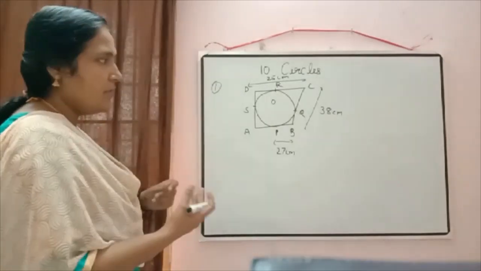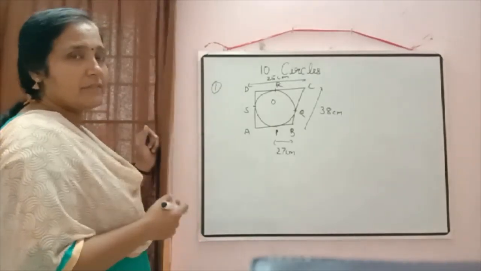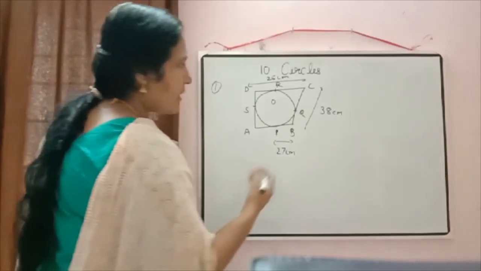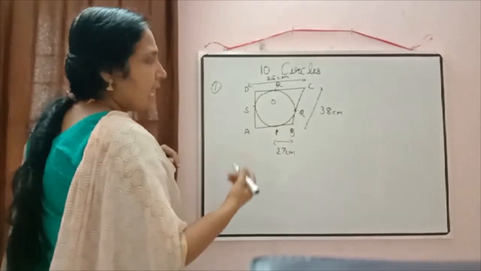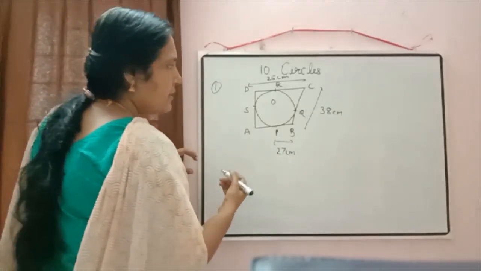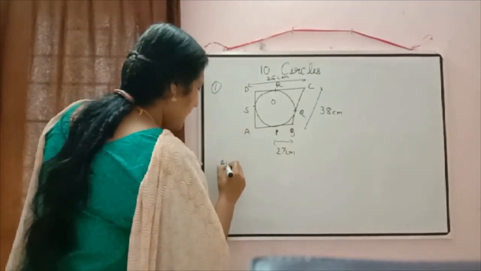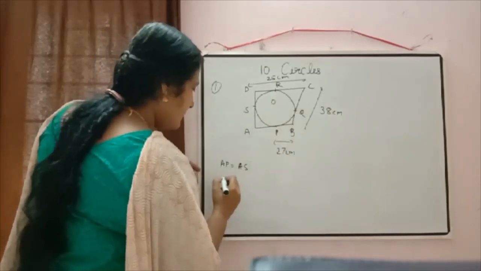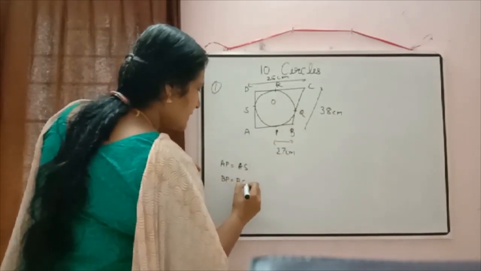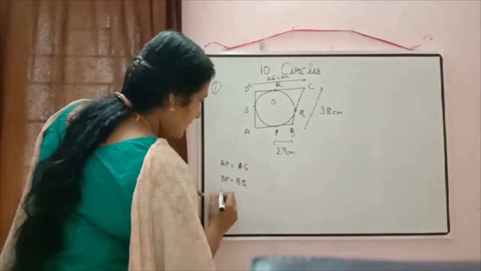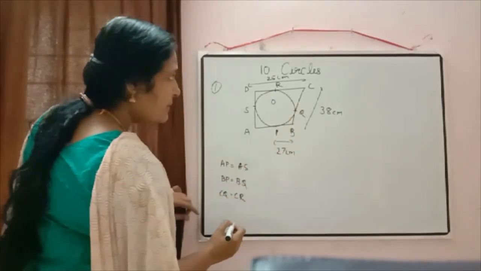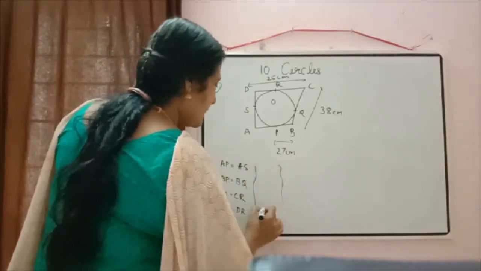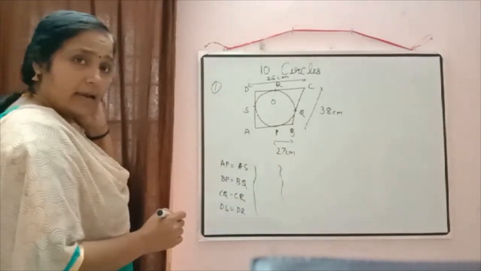So first, we can use the property that the lengths of the tangents drawn from an external point to a circle are equal. Here, if we use the property, we can first check what tangents we have. If we start with A, then we have AP is equal to AS. Then from B two tangents are there, BP and BQ, so BP is equal to BQ. Then from C we have CQ is equal to CR, and from D we have DS is equal to DR. Together you can write down the reason: lengths of the tangents are equal.